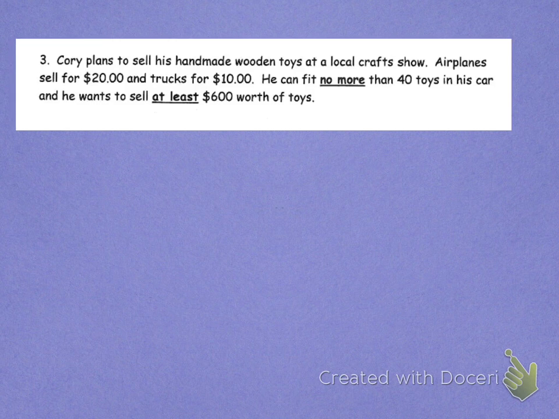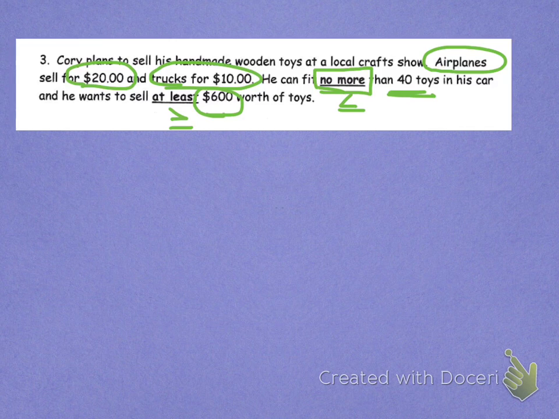So we have airplanes for 20 and trucks for 10. And he can fit no more than, so we're looking at less than or equal to, 40 toys in his car. And he wants to sell at least, so greater than or equal to, $600 worth of toys. So I'm going to take a look at doing airplanes as my x. No variables are given to me in this one, so I need to define variables. So x is equal to the number of airplanes, and y is equal to the number of trucks.